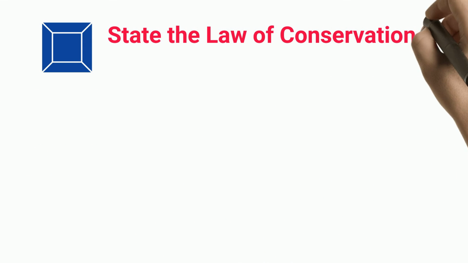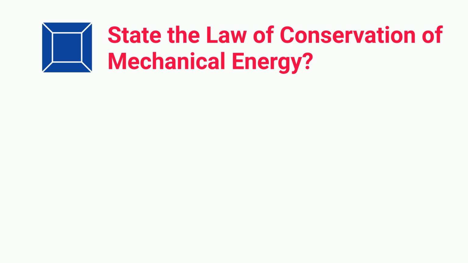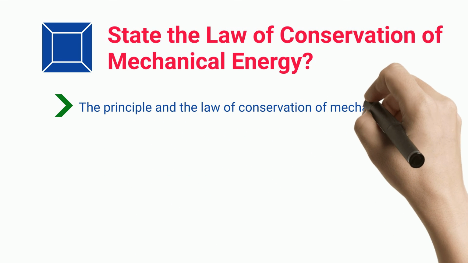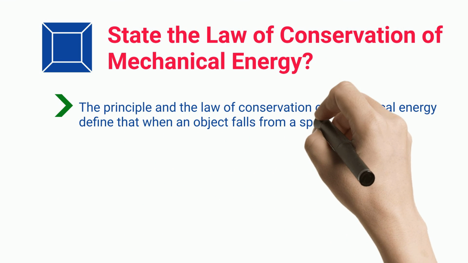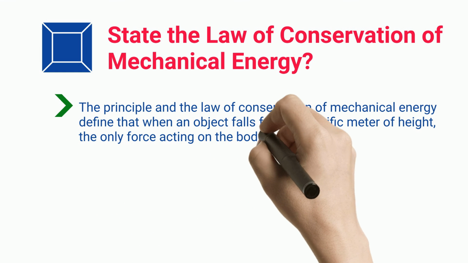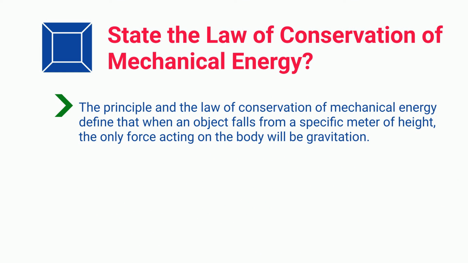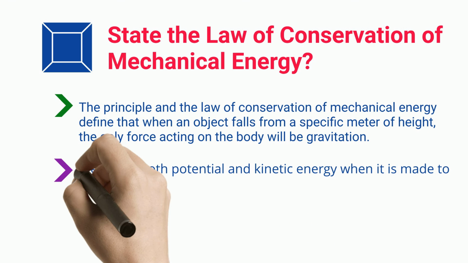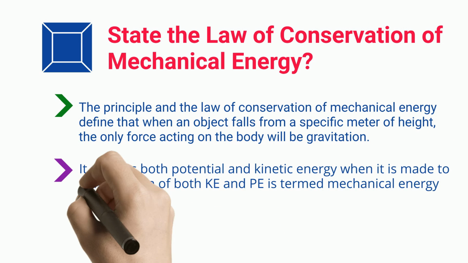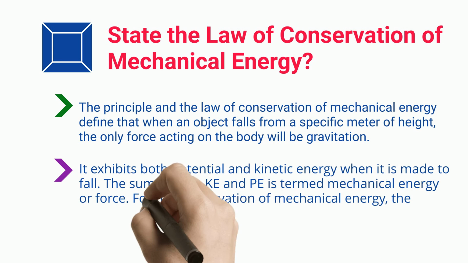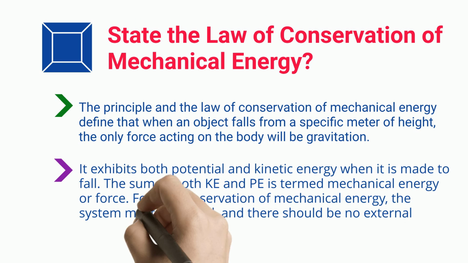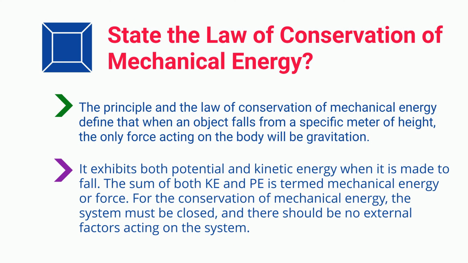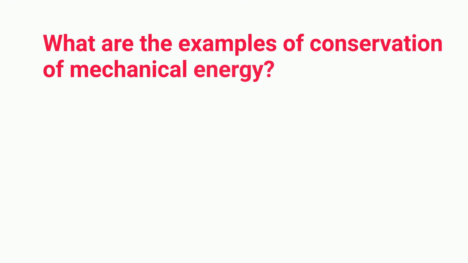State the law of conservation of mechanical energy. The principle and law of conservation of mechanical energy define that when an object falls from a specific height, the only force acting on the body will be gravitation. It exhibits both potential and kinetic energy when it falls. The sum of both KE and PE is termed mechanical energy. For the conservation of mechanical energy, the system must be closed, and there should be no external factors acting on the system. What are the examples of conservation of mechanical energy?